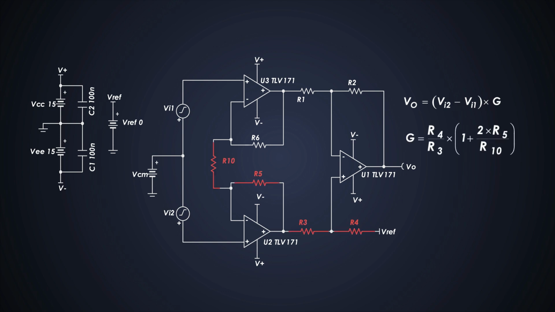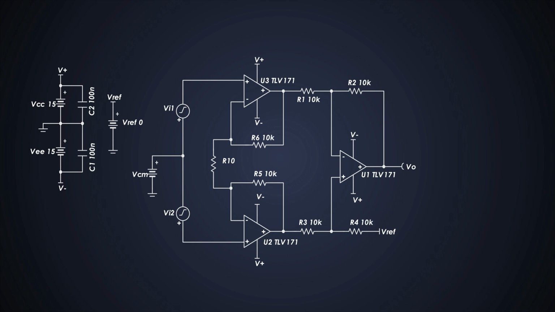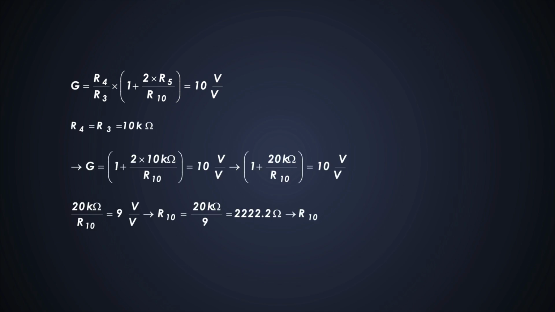There are 4 unknowns in this equation. To make our life easier, we'll choose the same resistor values of R1, R2, R3, R4, R5 and R6 as 10K. Now we'll calculate the value of the gain resistor. As we know, the required gain is 10 volts per volt. Using this equation again, we can calculate the value of Rg, which is 2.2K.